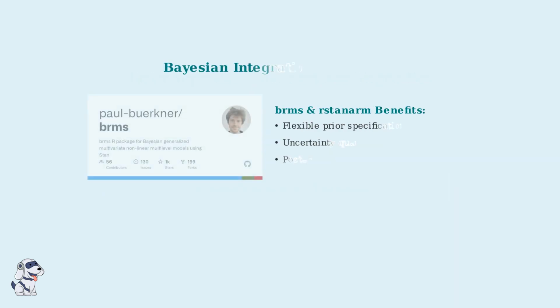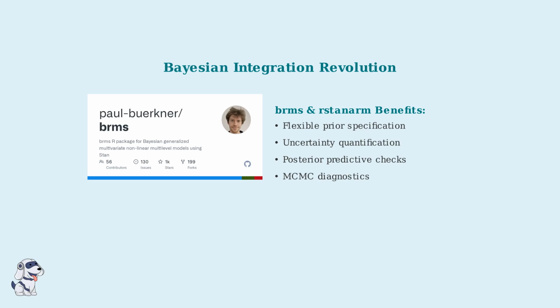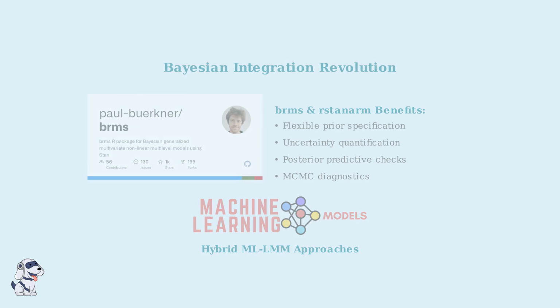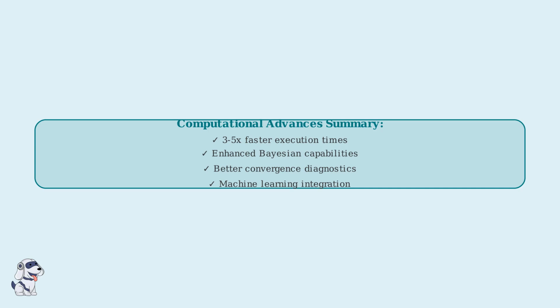The integration of Bayesian methods through packages like brms and rstanarm has transformed mixed modeling by offering flexible prior specification, comprehensive uncertainty quantification, and robust posterior predictive checks. These advances have also enabled hybrid approaches that combine linear mixed models with machine learning techniques, improving prediction accuracy while maintaining the interpretability that makes mixed models so valuable. These computational advances have made linear mixed models more accessible, reliable, and powerful than ever before, opening new possibilities for complex data analysis across diverse research domains.